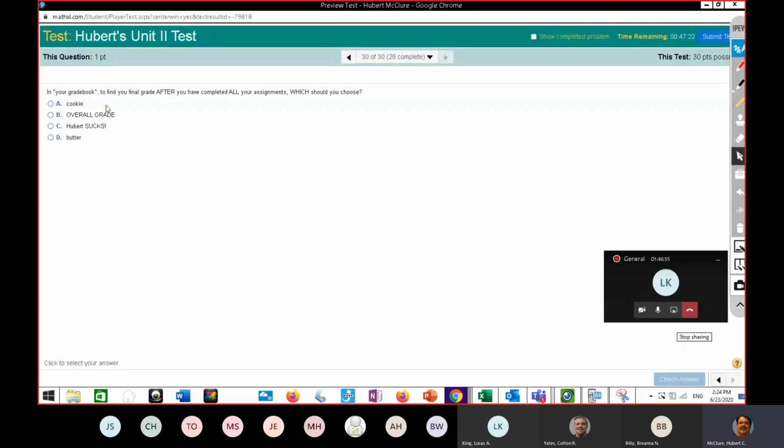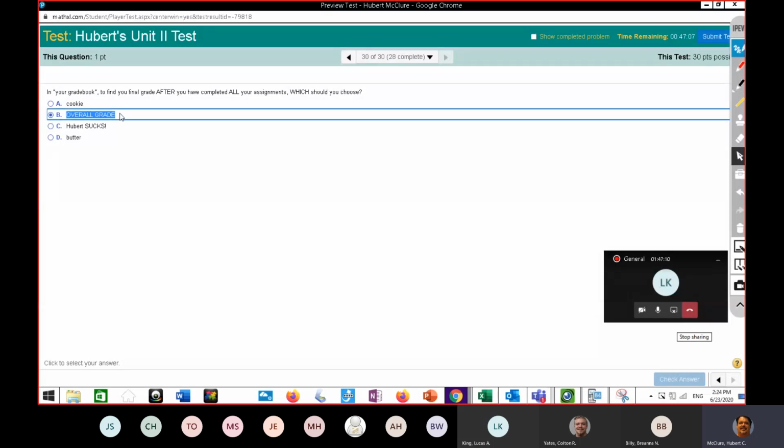In your grade book, to find your final grade after you've completed, well, you don't have to hit this anymore because people couldn't figure it out. So MyLabs Plus made it default. So when you pull up your grade book, it automatically shows your what? Overall grade. Because people couldn't figure out how to find it.